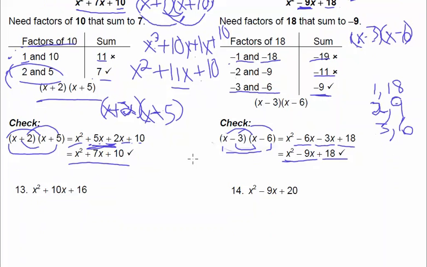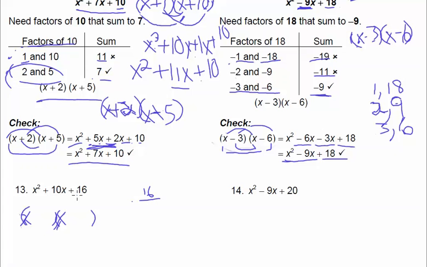Now here's a couple examples from later on in the worksheet, number 13 and 14. X squared plus 10x plus 16. So here's how I would set this up on my worksheet if I was solving this problem. I would start by putting my two sets of parentheses. Next, I would decide what my first times first term has to equal. It's x squared, so it has to be x and x. And then I would figure out what are the factors of the last term, which is 16.